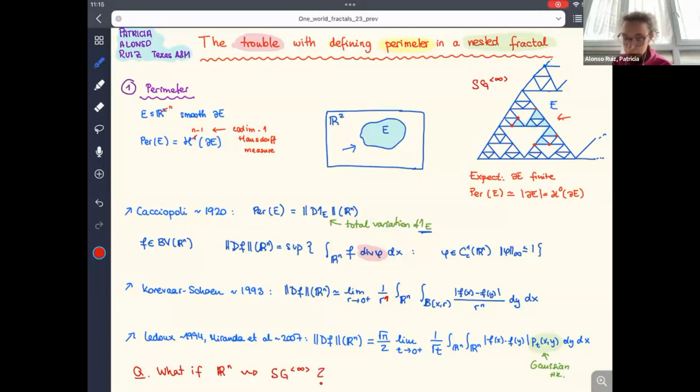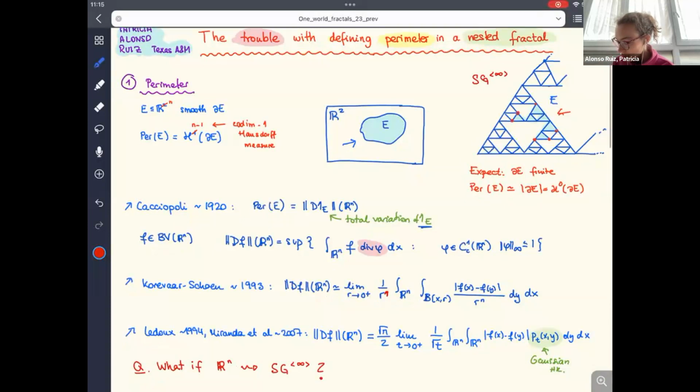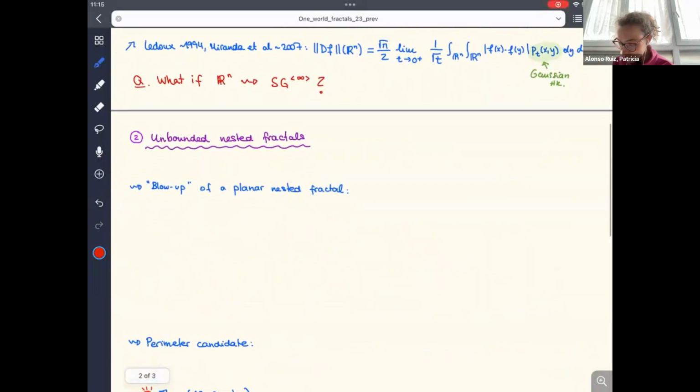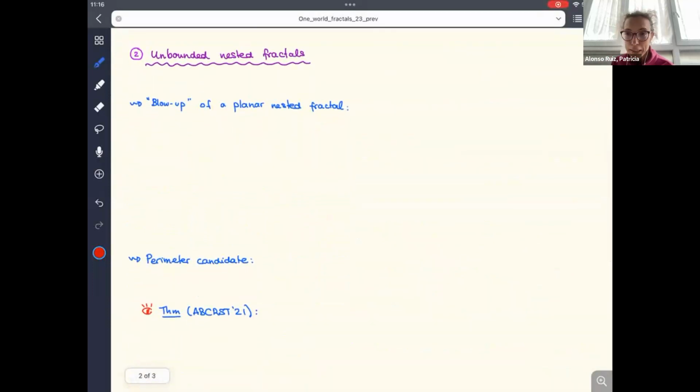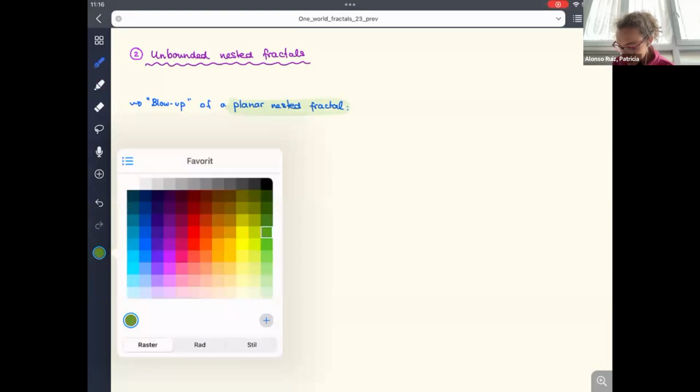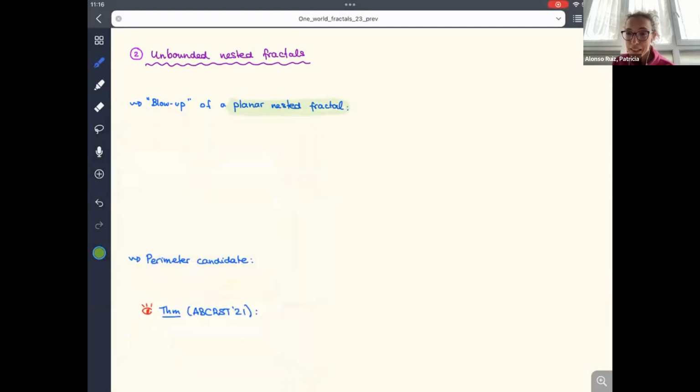So let's have a look at what happens then. And so that we are on the same page, let us briefly say what an unbounded nested fractal is, how we construct those. And another way of thinking of that is like a blow up of a planar nested fractal. So, okay, maybe let's say what are planar nested fractals, what are the main characteristics of those things? Well, first of all, since I am saying it is planar, we are going to stay on things that can be embedded in R^2.